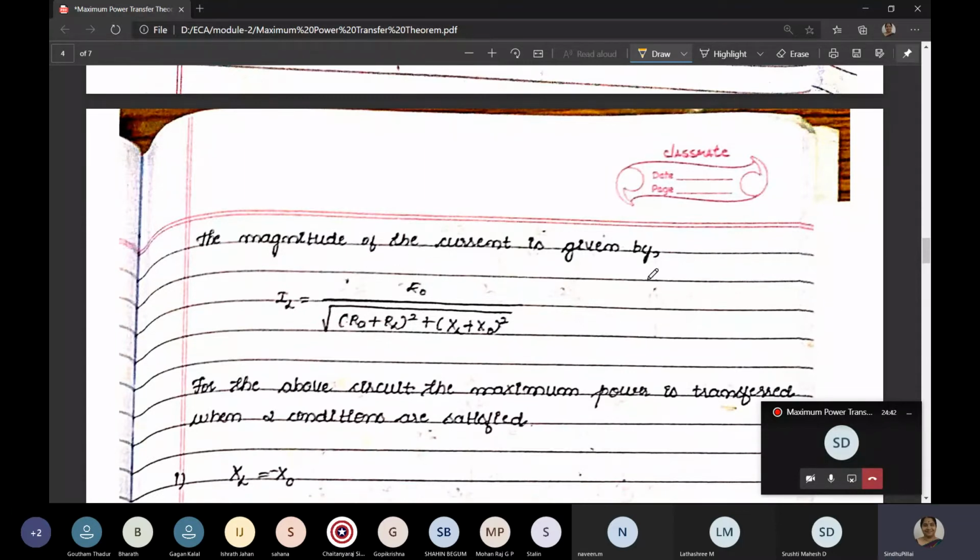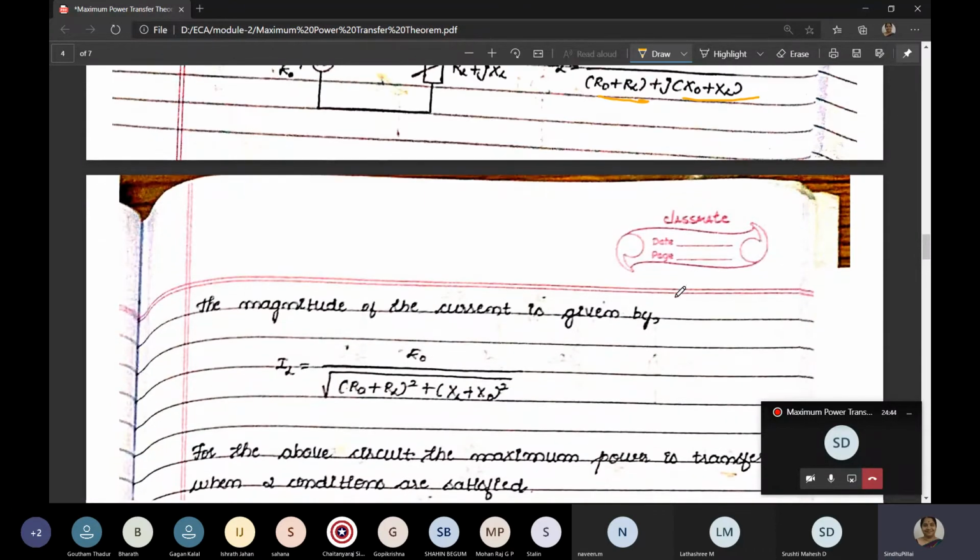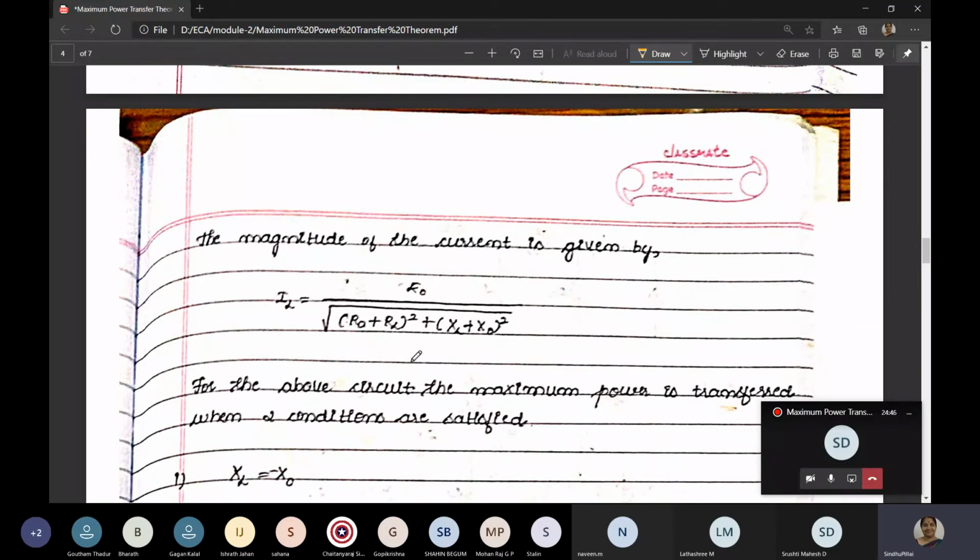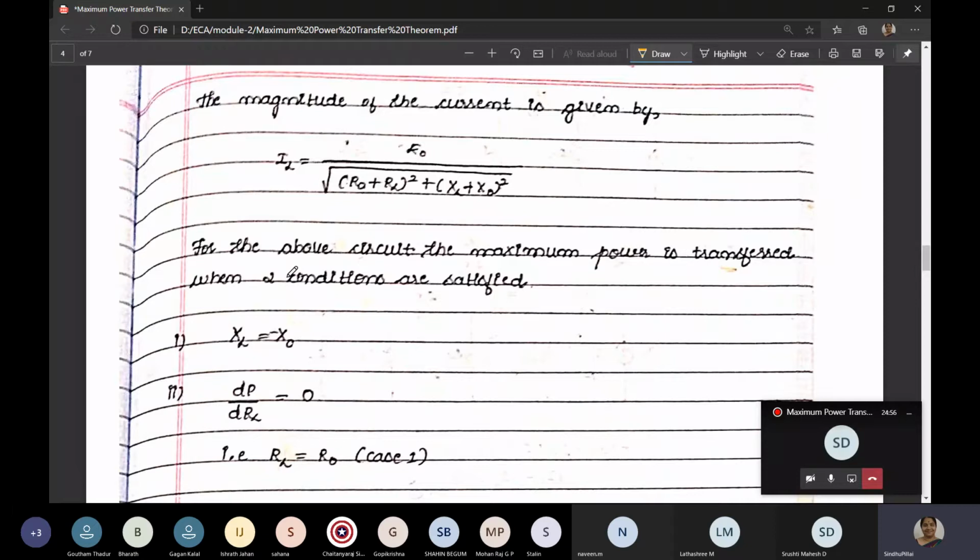The magnitude of the current is given by, just take the magnitude of the current, that is IL is equal to E naught divided by root of (R naught plus RL) whole square plus (XL plus X naught) whole square. So what is the condition? For the above circuit, the maximum power is transferred when two conditions are satisfied. What are the two conditions? That is XL is equal to minus X naught, that is the reactance of the load is equal to the negative of the reactance of the source. That is the first condition.